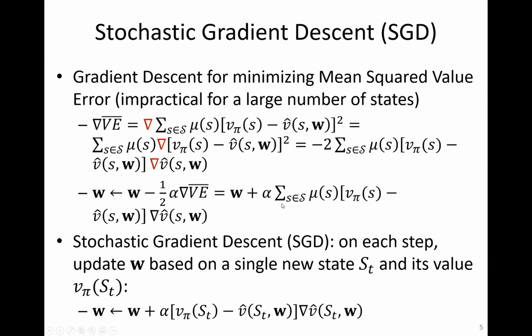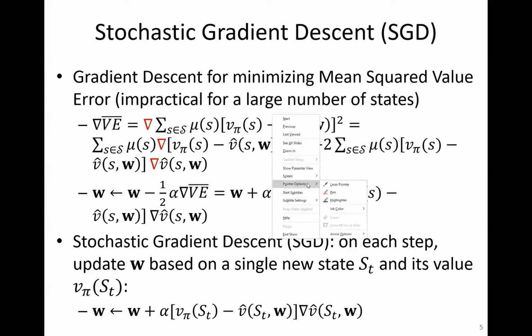We do this by sampling again. So we replace this expectation by sampling to have a stochastic gradient descent. So at every step, you update W based on a single new state and its value v pi.